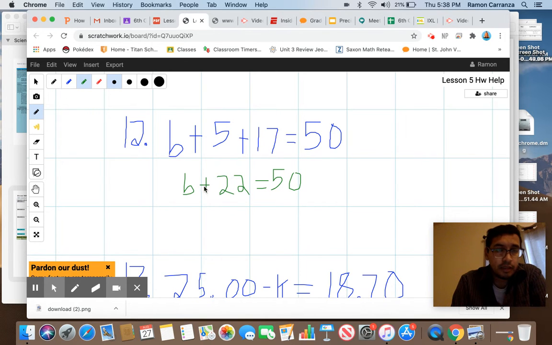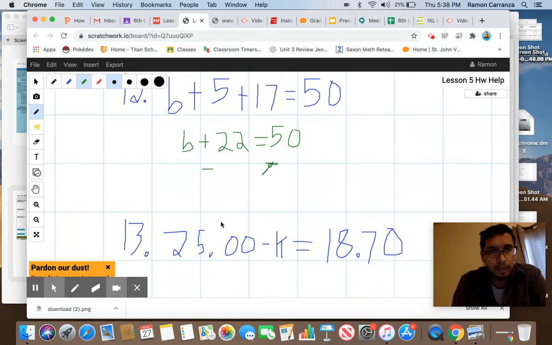Anyway, since we're adding 22, we want to use the inverse of addition, which is subtraction. And then from here, you just subtract the same value from both sides to find the value of b.